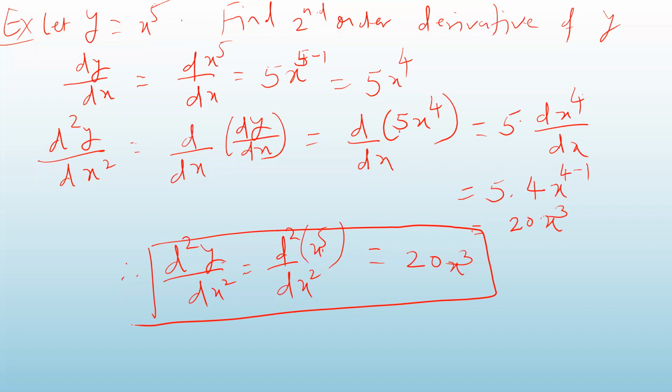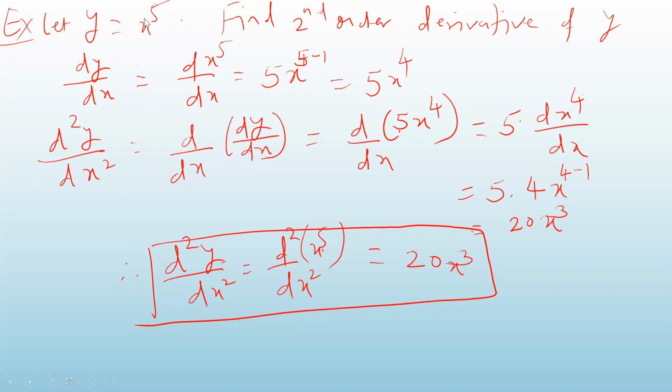So first or second order derivative, if you want to find out, you first find out the first order derivative. And here we got the first order derivative as 5x raised to 4. Yes, once again, I am explaining. To find the second order derivative, you have to first find the first order derivative.